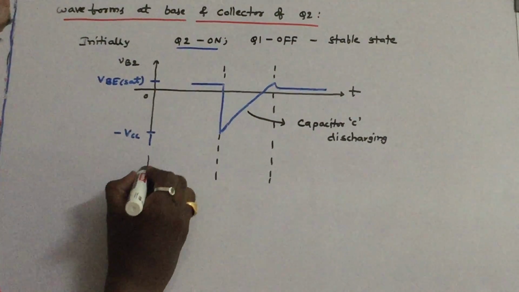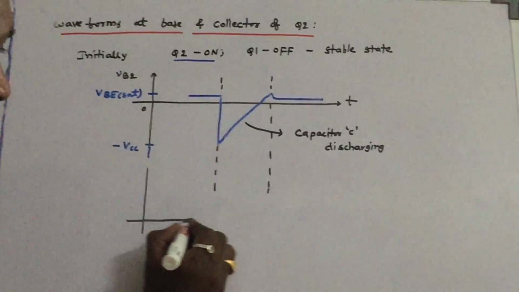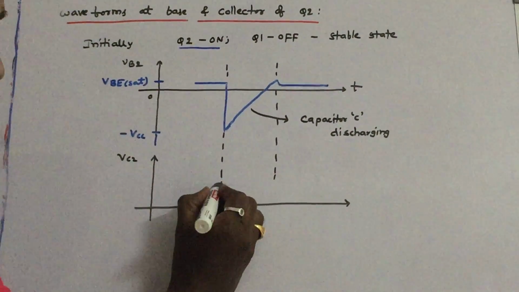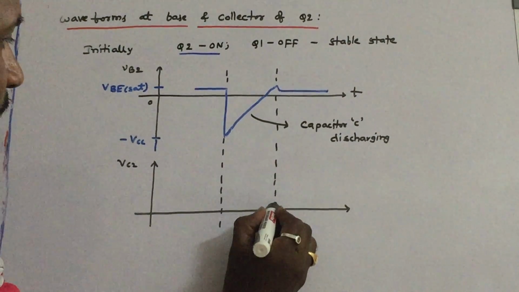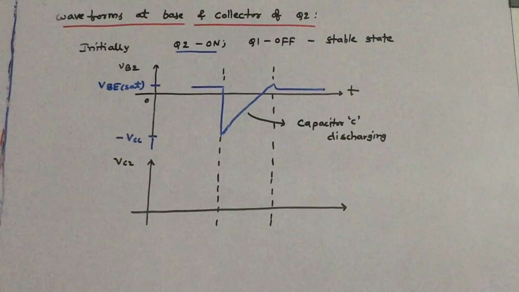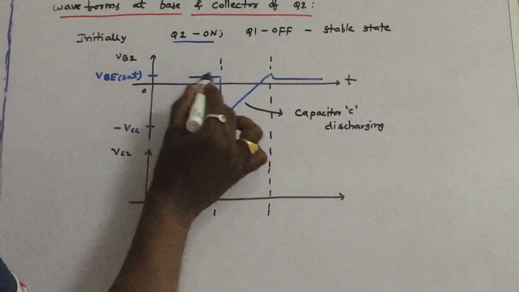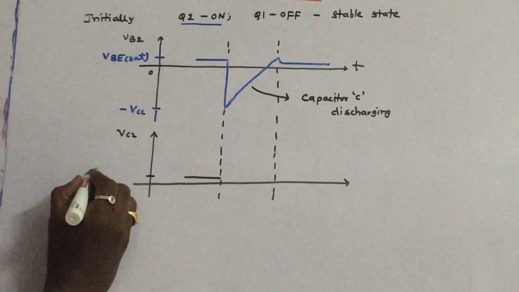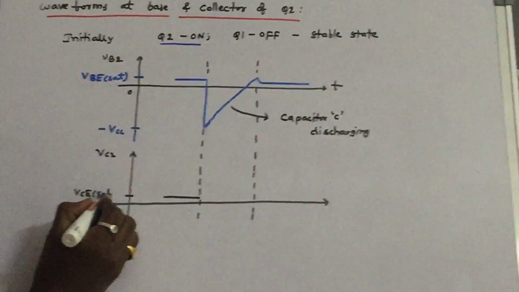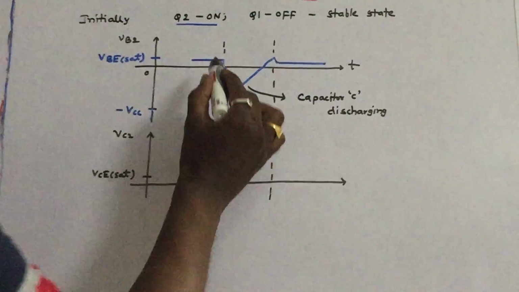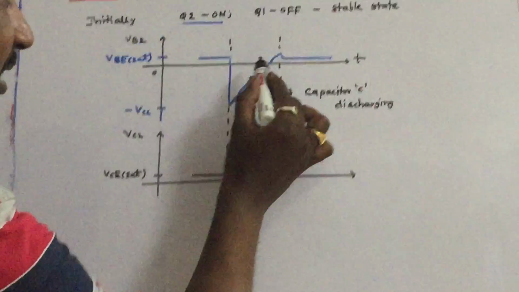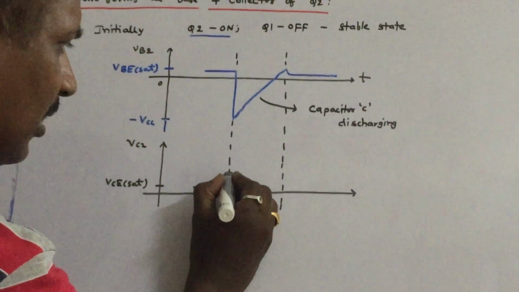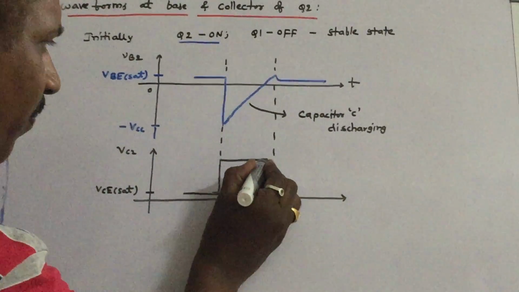So now let us draw the waveform VC2. When transistor Q2 is in on condition, what is the voltage? Vc2 is VCE saturation. When negative pulse is applied, Q2 is switched off. When Q2 is switched off, what is the collector voltage? We have discussed, the collector voltage becomes plus Vcc.